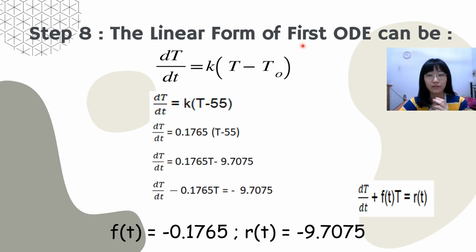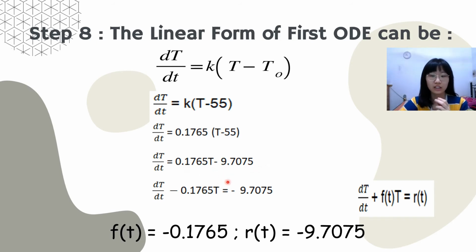The linear form of the first order ODE can be obtained from Newton's law of heating, dT over dt equals K(T minus T0). Then we substitute the initial temperature T0 equals 55 into the equation, and later the value of K that we found previously, 0.1765. Later we multiply into the bracket, so we get 0.1765T minus 9.7075.